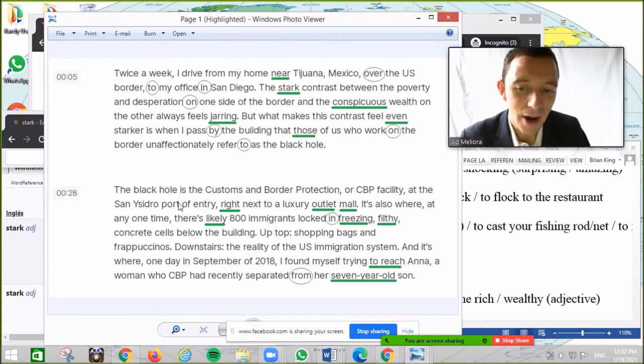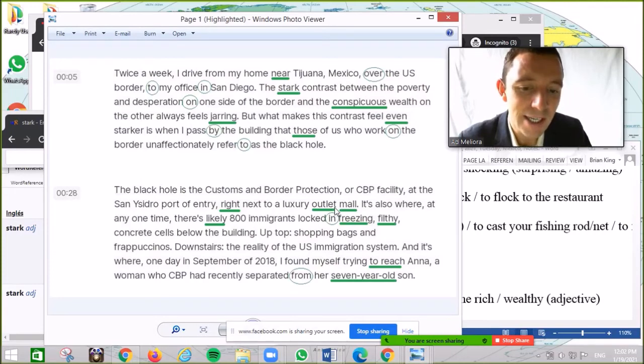Okay, the second paragraph. The black hole is the Customs and Border Protection, or CBP, facility at the San Isidro port of entry. Right next to is like exactly next to, so it's not derecha. In this case, right means completely or absolutely. So next to is al lado, but right next to means immediately next to or absolutely next to. So very important use of right.